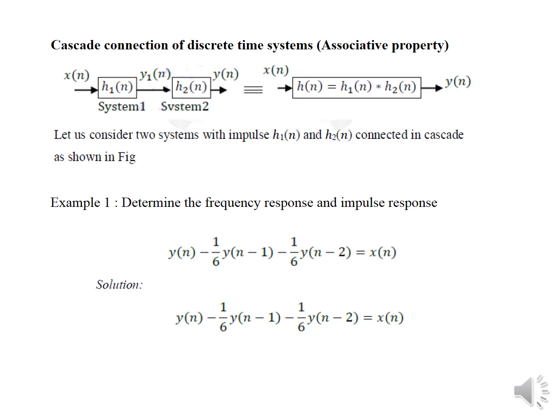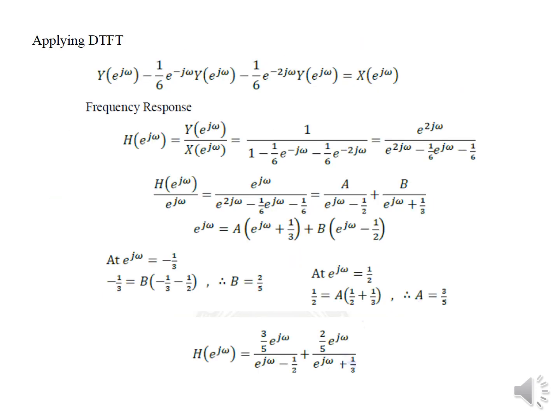Let us see the problem. Determine the frequency response and impulse response of y of n minus 1 by 6 y of n minus 1 minus 1 by 6 y of n minus 2 equal to x of n. Now we find the discrete time Fourier transform. After taking the transform, we group the terms and form the frequency response, that is H of e power j omega equal to Y of e power j omega by X of e power j omega, which is given by this equation, and then we apply the partial fraction expansion to find out the values.